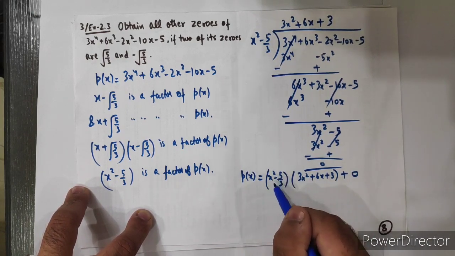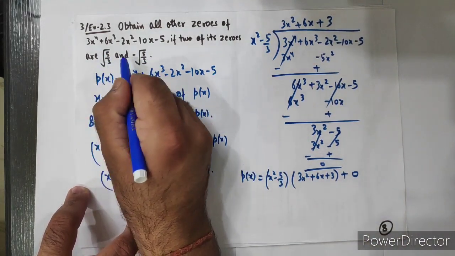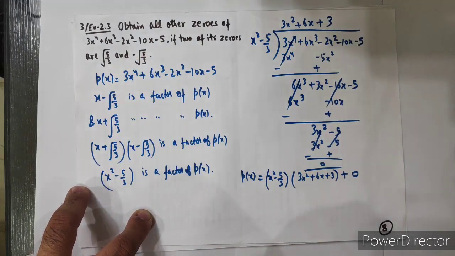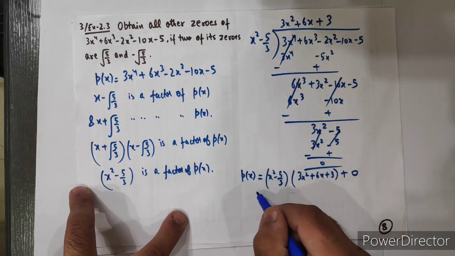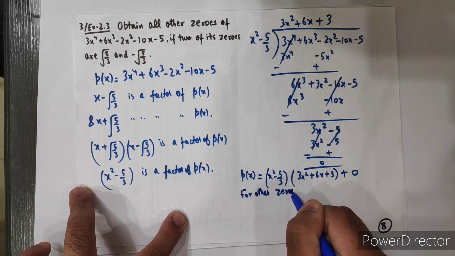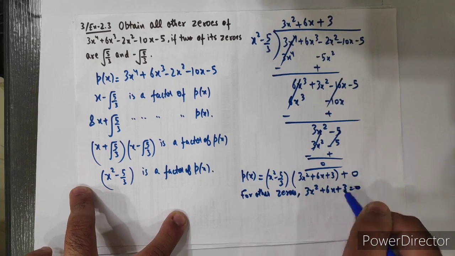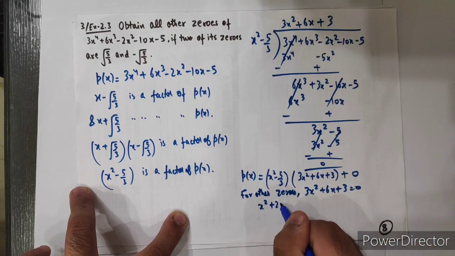अगर हम इसको 0 put करें, if you put this equal to 0, the zeros will be coming like this only, ठीक है, यही दोनों zeros आ जाएगी, but we need to find the other zeros, तो इसको हम 0 put कर देंगे, ठीक है. So for other zeros, we will just substitute 3x square plus 6x plus 3 equal to 0. 3 is common, तो क्या आ जाएगा, x square plus 2x plus 1.